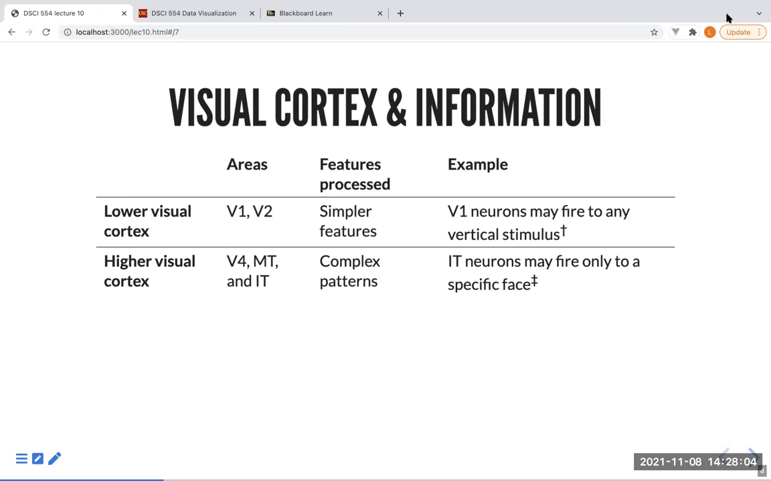And so in this particular example, a neuron that is in these areas is going to only recognize a very specific pattern. So it's your brother or sister's face or your mom's face, and it's going to fire whenever it gets that information.